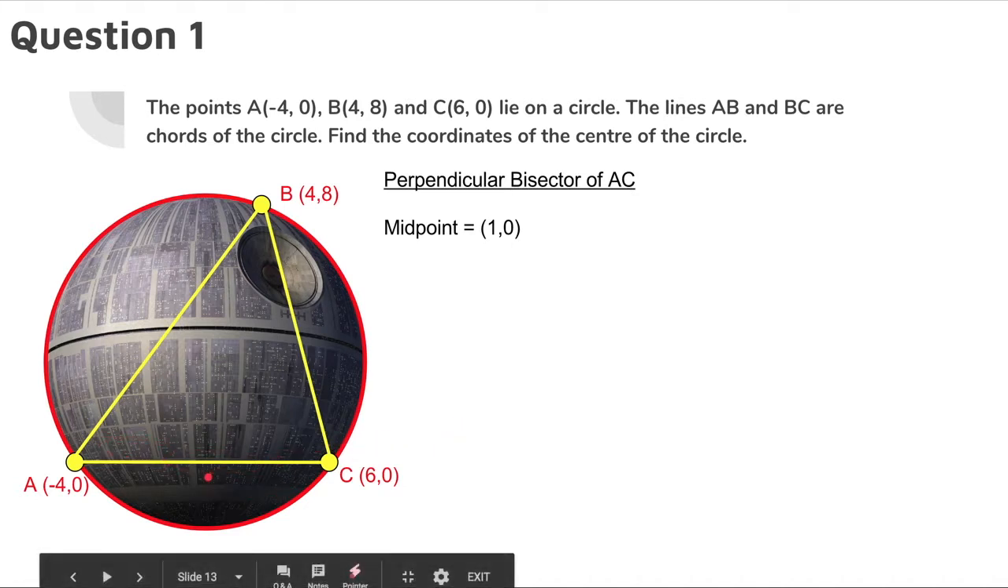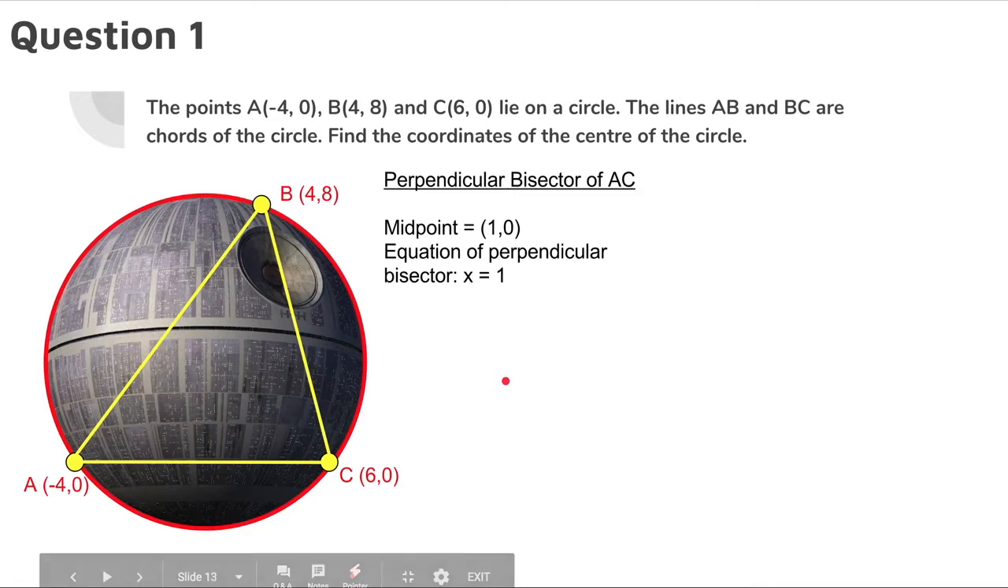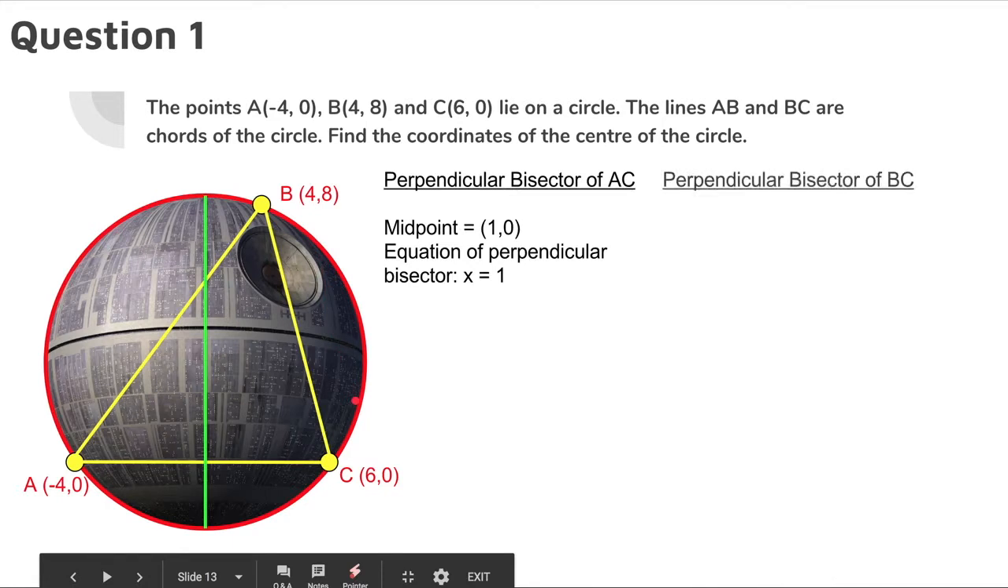So find the midpoint, and then the equation of the perpendicular bisector. You need the equation because in order to find where the 2 perpendicular lines meet, you need to put them equal to each other, so simultaneous equations. So therefore, you need the equation of the perpendicular bisectors. Now we have the perpendicular bisector for AC. We just need one more. So whether you choose AB or BC, doesn't matter, but in this case, I'm going to choose BC.